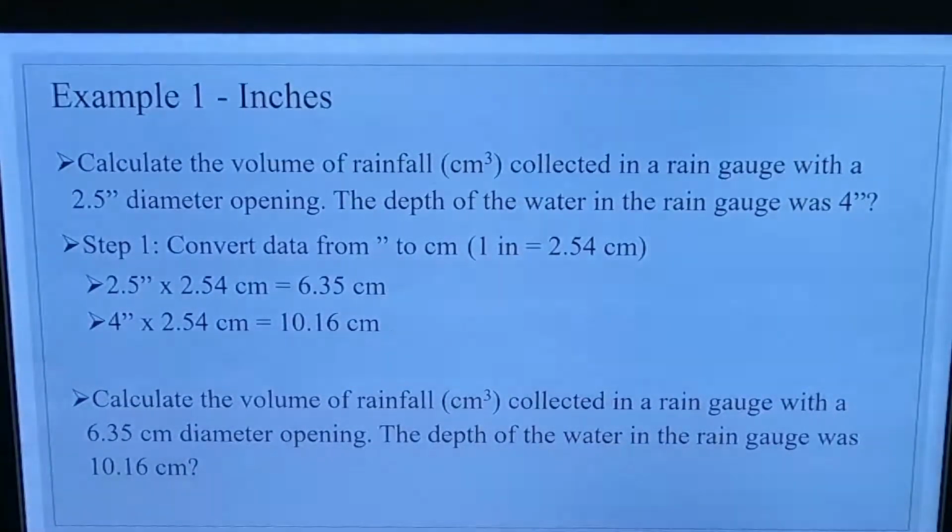All right, so in this problem, we are going to calculate the rainfall in a rain gauge that has about a 2.5 inch diameter. And the depth in the rain gauge was 4 inches. I wish I had my ruler. I have a ruler.